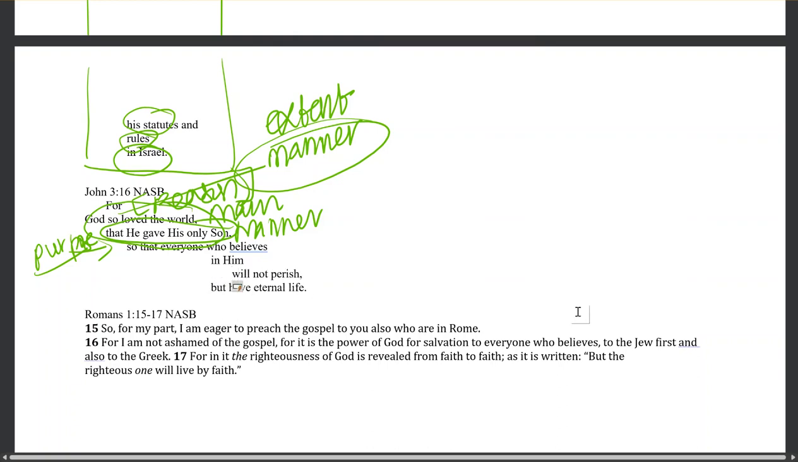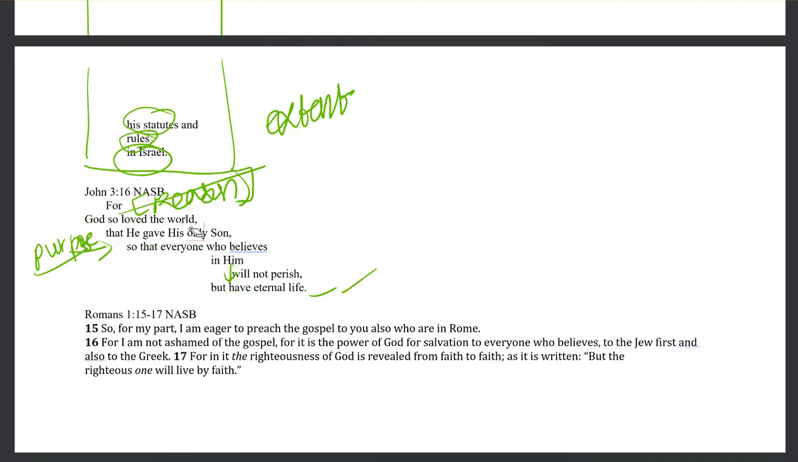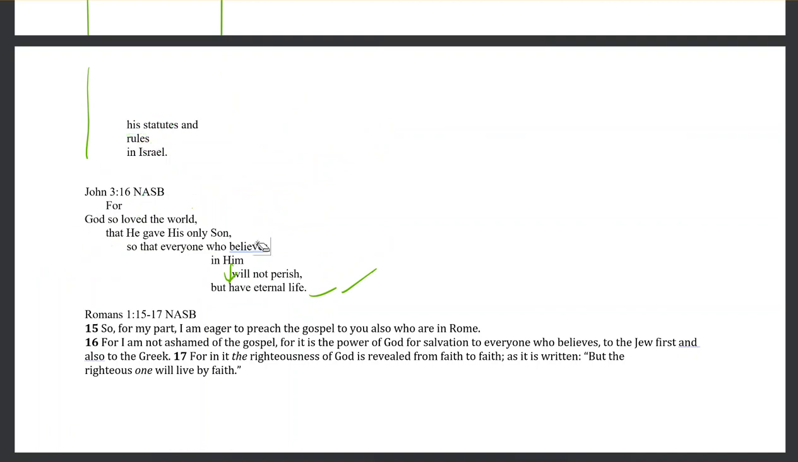Because in this section, will not perish but have everlasting life, the main part is this. This is support. I'll put an arrow here like this. This is supporting the eternal. When in a negative positive situation, the positive is usually the main idea that is being communicated. So that's one way one might structure that part.